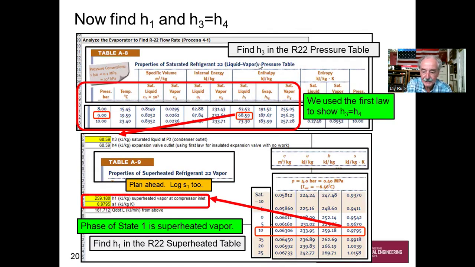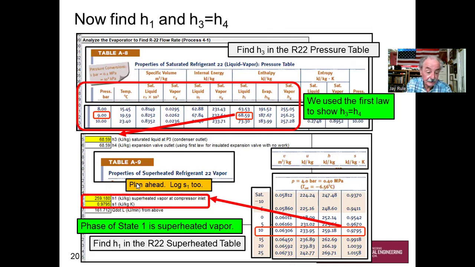All right, here we go. We go to the pressure table. This is what we know. Saturated refrigerant, R22. We come down to 9 bar. Saturated liquid, enthalpy, H. We write down 68.59. That's H3. Well, look at my solution in Excel. H3 equals H4. We just showed that, okay? H4, 68.59. Yay.